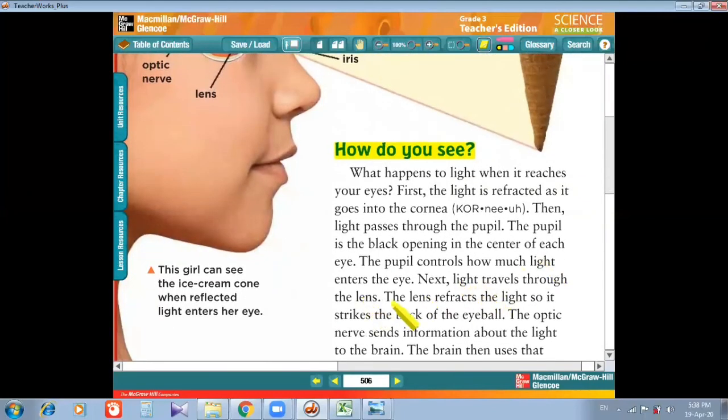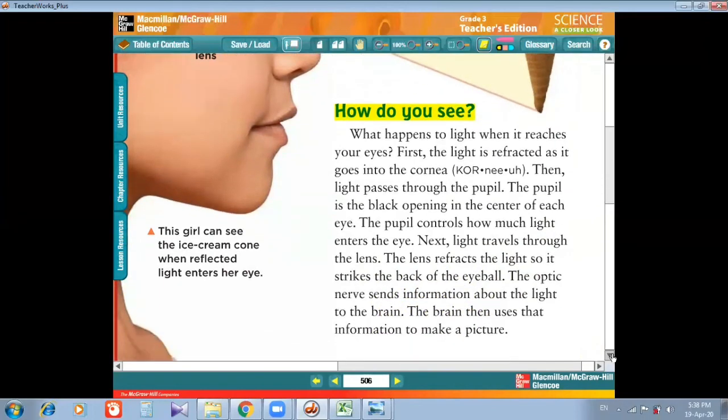Light travels through the lens, which refracts the light, so it strikes the back of the eyeball. The optic nerve sends information about the light to the brain. The image is received by the optic nerve, and the optic nerves send signals to the brain, and then it is our brain that recognizes the thing. The brain then uses that information to make a picture.